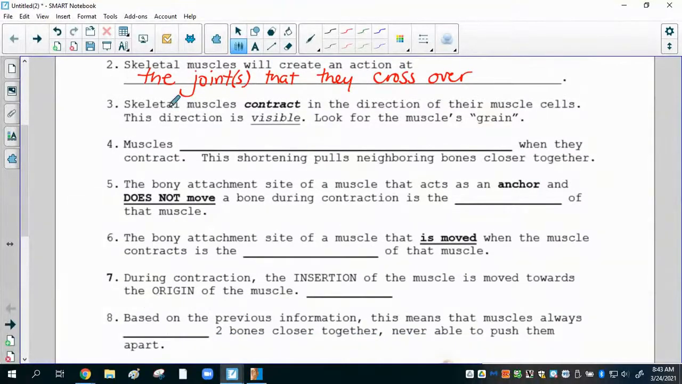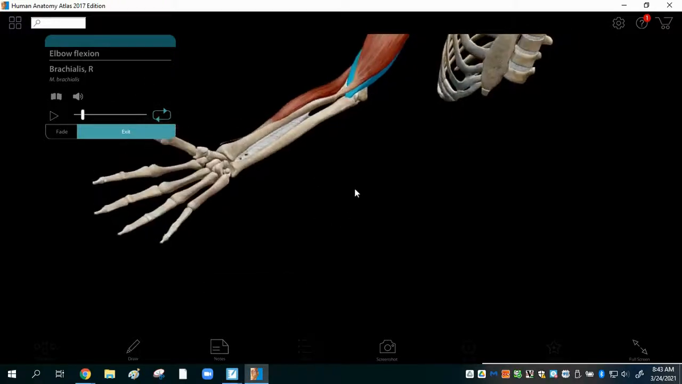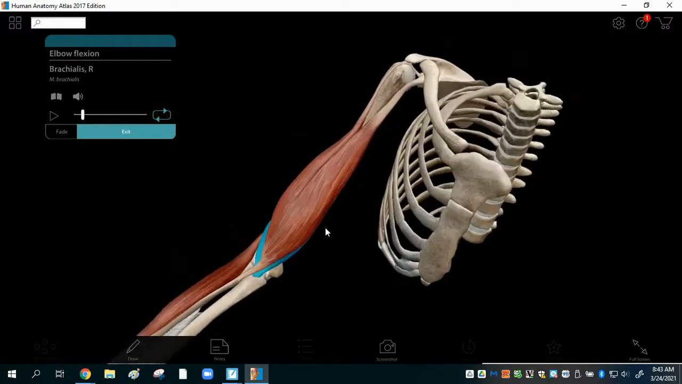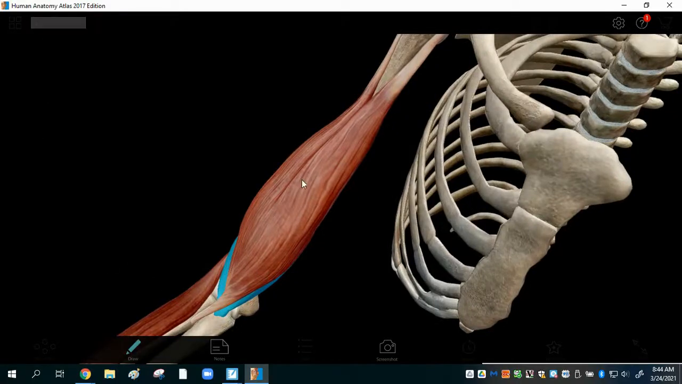Rule number three, skeletal muscles contract in the direction of their muscle cells, which we can actually visualize. I call this the muscle's grain, almost like the grain on wood. So let's take a look again. We'll get really close. You notice how in this muscle we can actually see sort of like lines running this direction. That's the grain. That's my terminology of the muscle.